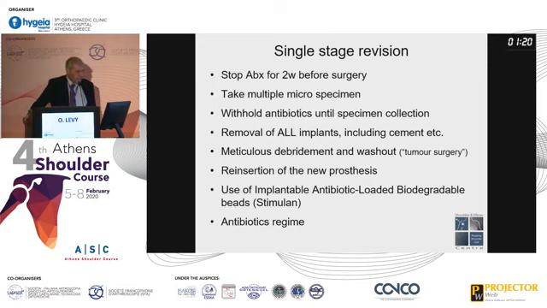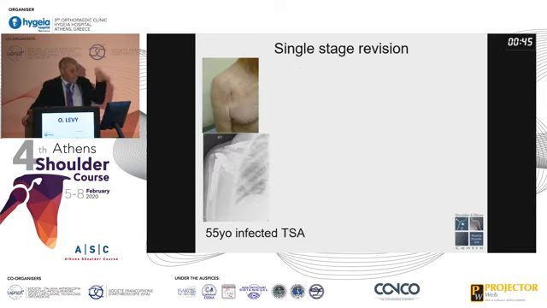If you do a single-stage revision, you have to stop antibiotics 2 weeks before surgery to take multiple micro specimens, with no antibiotics until the specimens are collected. There's no point of giving antibiotics and then taking the specimens, because you won't be able to grow the P. acnes. Removal of all the implants, including all cement and everything, meticulous debridement and washout. It's like a tumor surgery. You have to remove everything. Reinsertion of the new prosthesis, and use these stimulant beads, and again with antibiotic regime. The nice thing about these beads is that you can actually put them inside the bone and around the tissues all over.